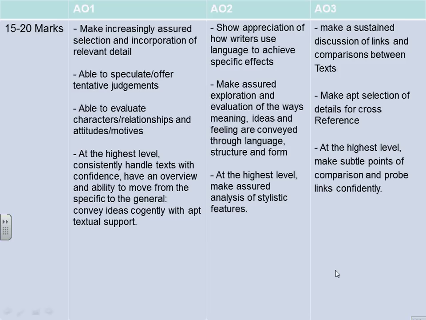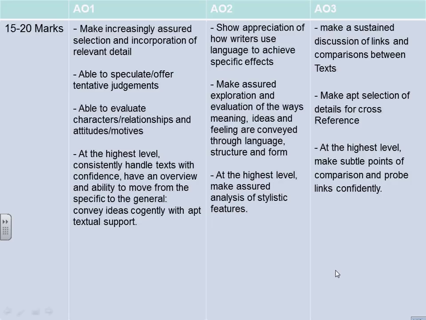Okay, well here's the mark scheme, and it's split into different assessment objectives. So AO1 is your ability to basically write properly and use terminology, AO2 is your ability to analyse language, form and structure, and AO3, which is different to section A, is your ability to compare.